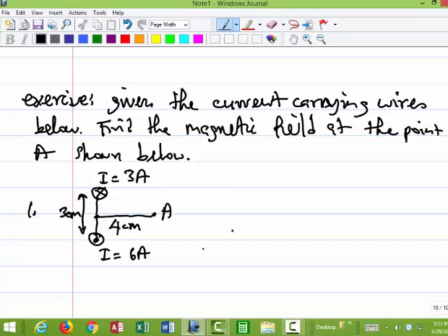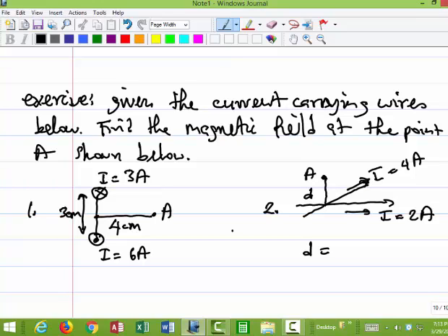And then for number 2, I'm going to give you one where the wire is this way, carrying a current I, and the other one is a wire that way, carrying a current of 2 amperes, and the magnetic field should be found at this point A. So D is equal to 3 centimeters. I'll take a look and see what you are doing so that I can have an idea if you know how to do it.